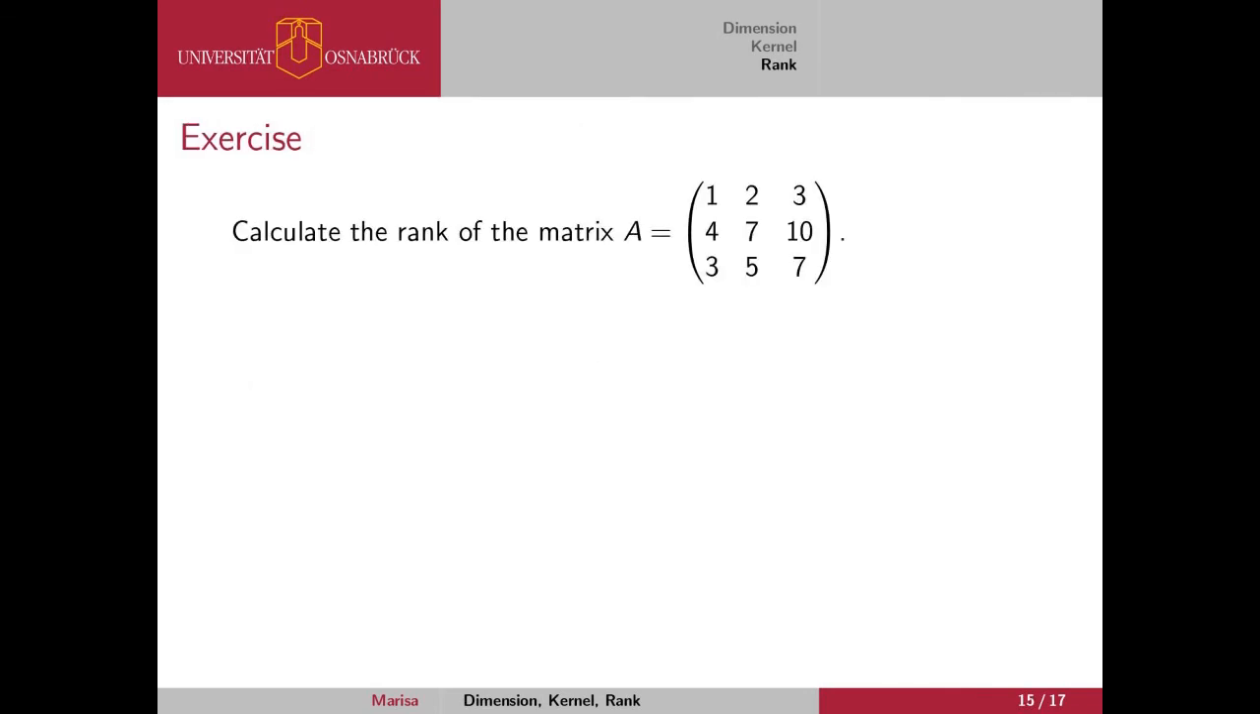Suppose you are given the following matrix A. You can use the rules from the last slide to calculate its rank. And therefore you can use all the usual rules for solving systems of linear equations or for transforming matrices. You can pause the video now and then we will go through the solutions together on the next slide.